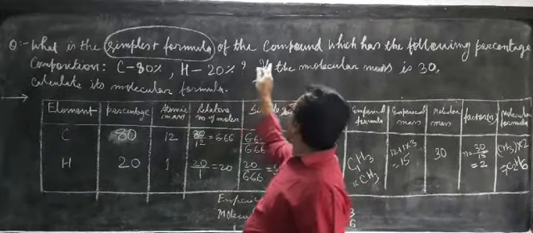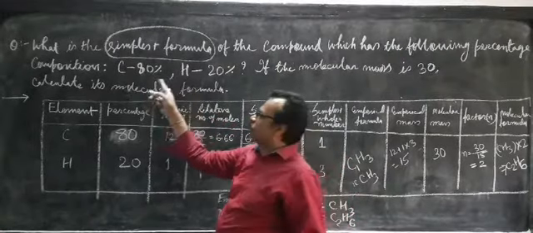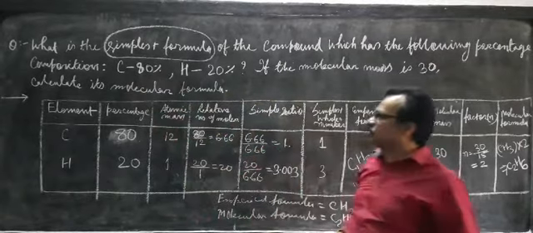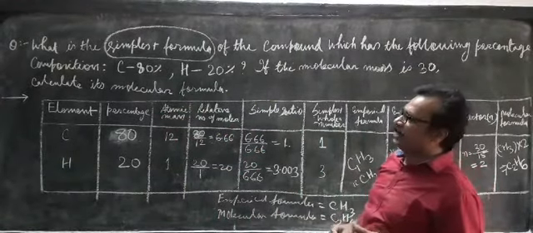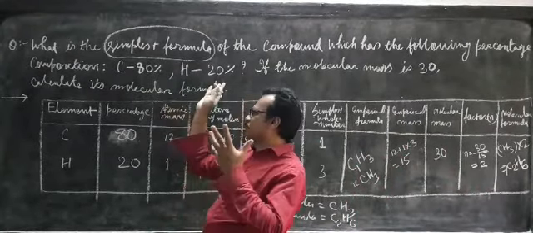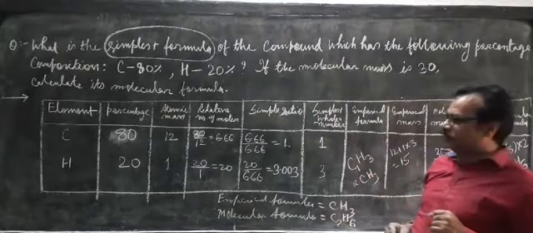And what is given? The compound is made up of carbon and hydrogen. The percentage of carbon is 80% and the percentage of hydrogen is 20%. So altogether 100%. This compound has only two types of element, carbon and hydrogen, and the percentage of each is given, that is 80 and 20%. Now we have to find the empirical formula.